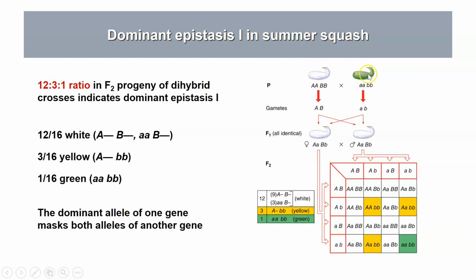If you cross two pure breeding white and green together, you get squash plants that are heterozygous at both genes. And they produce the white phenotype, same as the parent here. If you cross two F1 squash plants together, you expect to see a 9 to 3 to 3 to 1 ratio in terms of genotype, but the phenotypic ratio observed is 12 to 3 to 1. And the 12 is a combination of the 9 and 3 genotypes.